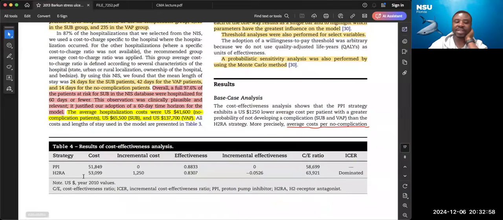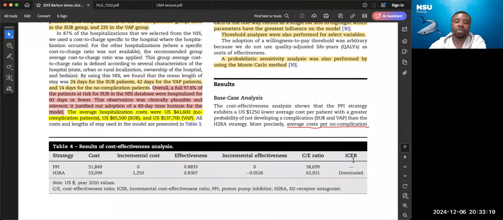And then the same thing, they did the same thing here. They divided the 53,099 by 0.8307, and then they had this. So if you don't want any complication in the H2 array group, you need to pay this.